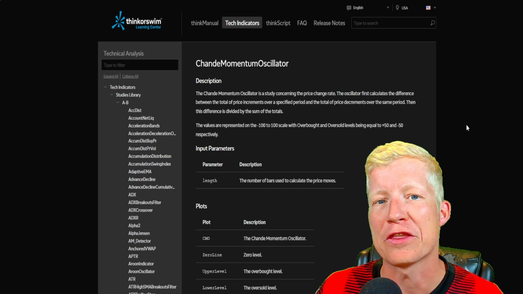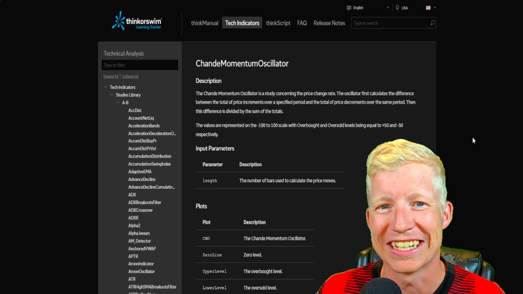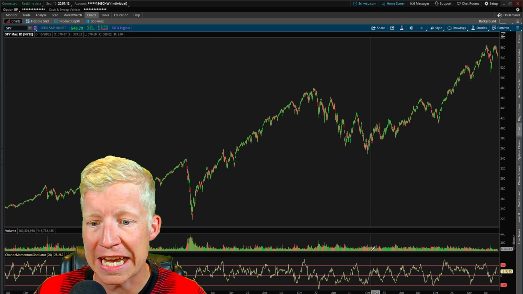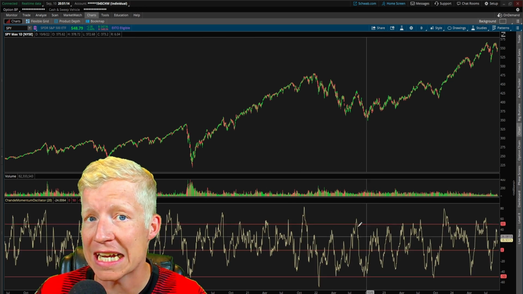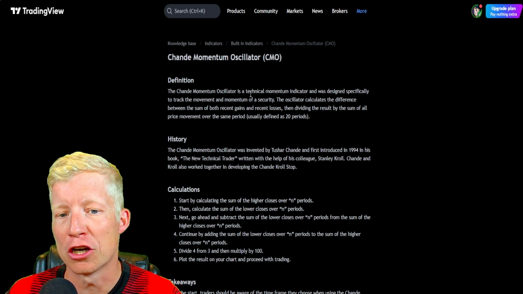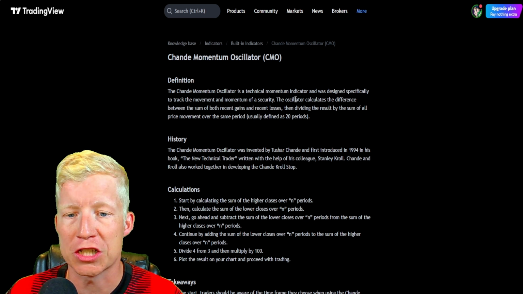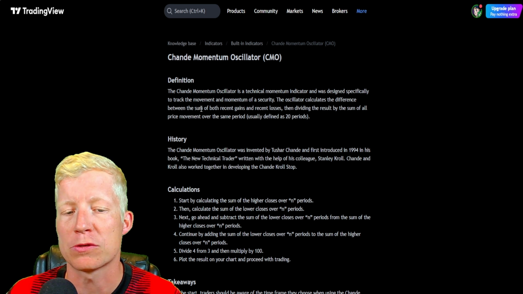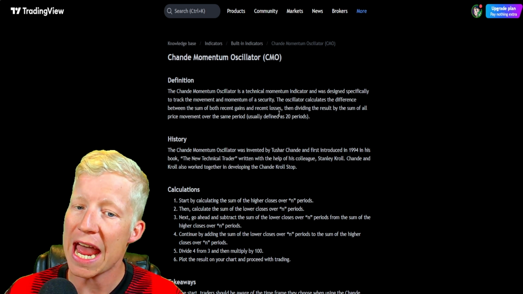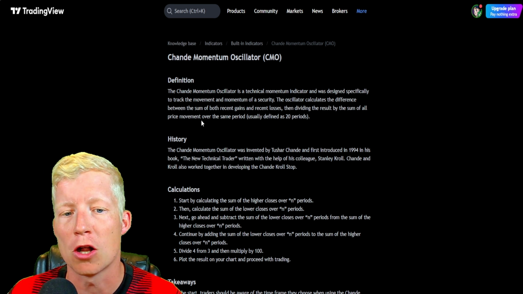Today, we're going to be looking at the Shand momentum oscillator. You've actually already seen the indicator during the intro. It is this oscillator pictured here at the bottom of the chart. The Shand momentum oscillator is a technical momentum indicator and was designed specifically to track the movement and momentum of a security. The oscillator calculates the difference between the sum of both recent gains and recent losses, then dividing the result by the sum of all price movement over the same period.